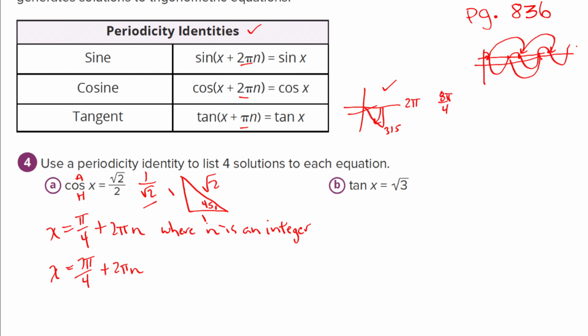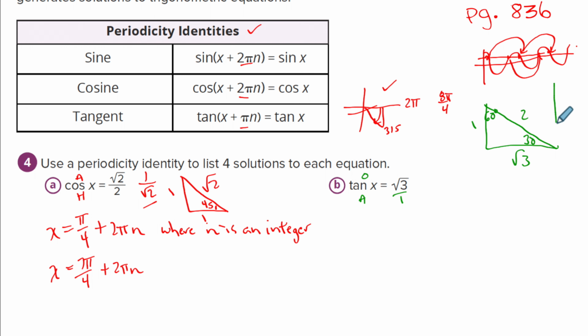Ta-da! Let's try b over here. The tangent of x equals radical 3. So I'm going to write my special right triangle so we know where that is. So what do we got? This is 30. All right, 1, 2, and radical 3. So we want to know the tangent, which is opposite over adjacent, right? So the opposite has to be a radical 3 over a 1. So that would be this angle right here, which is 60 degrees.